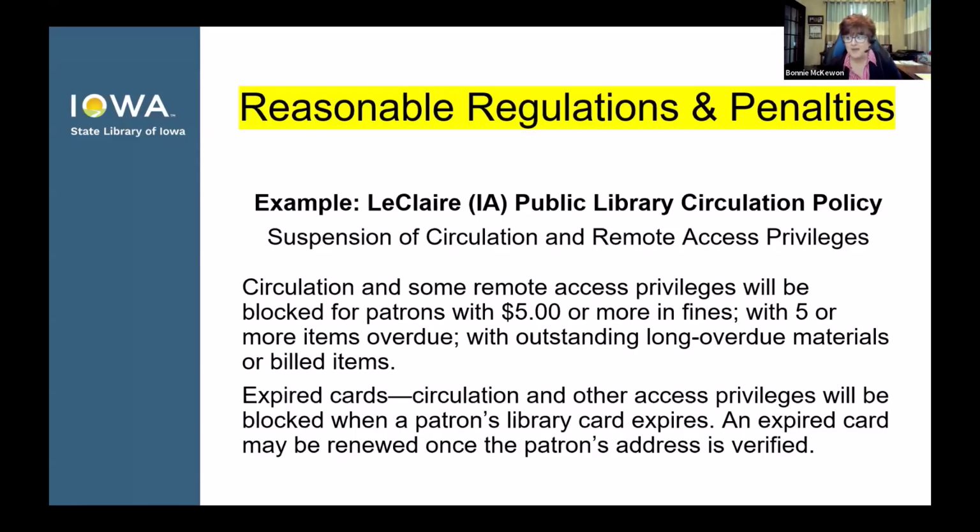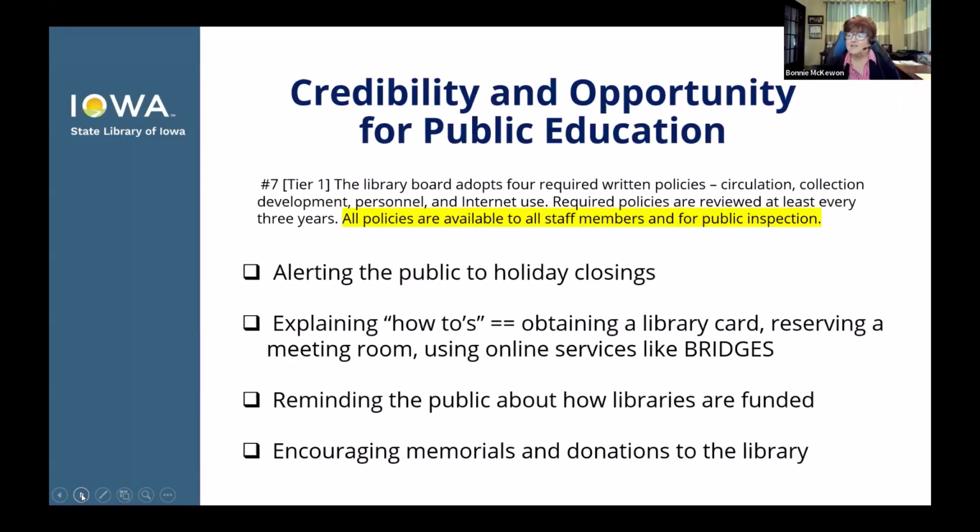An unreasonable penalty here would be to bar patrons with overdue items from the library for a long period of time. Go toward the reasonable side of consequences, as LeClaire has done. With policies in place, the library board also demonstrates credible business practice. The board and director look good. You'll look on top of issues. You'll be in keeping with other agencies and businesses, schools, banks, even golf courses have policies.